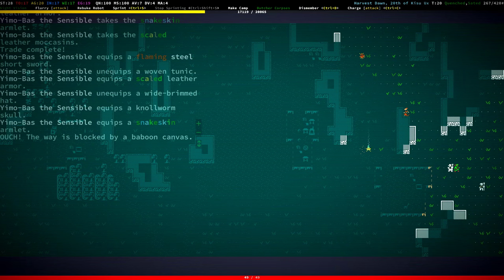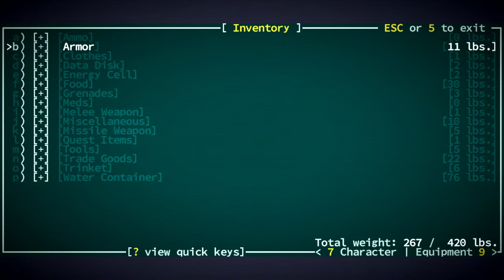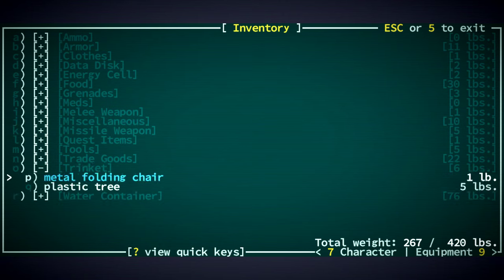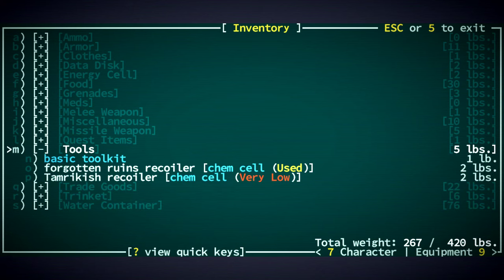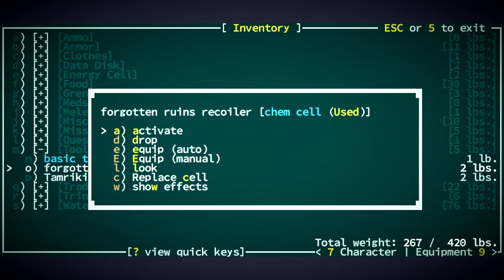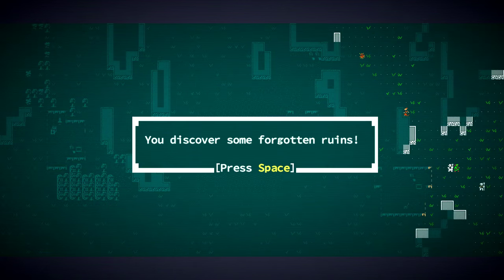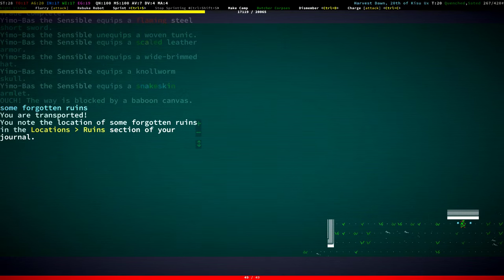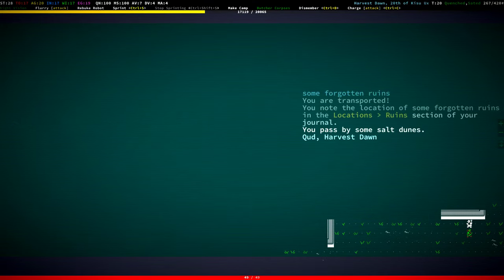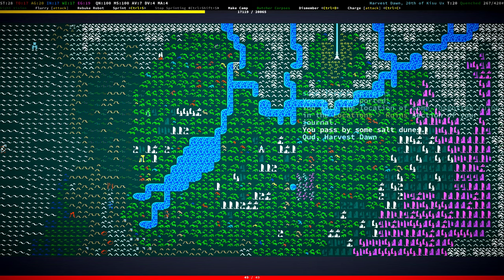I was thinking that we have this recoiler. Was it under miscellaneous? No, it's under... Where is it? Trinket? There it is. We have a Forgotten Ruins recoiler that we got from a random quest. I'm going to use it and see what it does, where it takes us. All right, we discovered Forgotten Ruins. I don't know where we are on the map. Can I check? Oh, we're all the way over here.